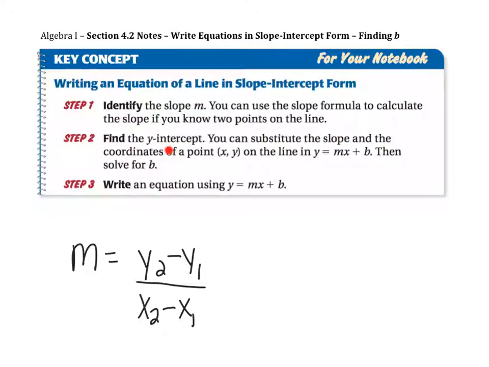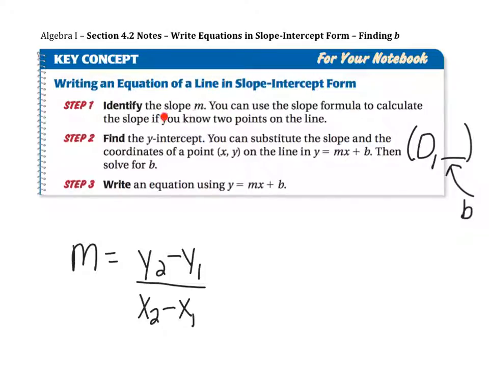The second step is to find the y-intercept. If you're not already given the y-intercept, remember, if you are given something like 0, comma something, that something is your b value. But if you're not given the y-intercept and you're not given the graph where you can easily identify it, you actually have to solve for b. So it says you can substitute the slope and the coordinates of a point on the line in y equals mx plus b, and then solve for b. And that's actually what we're going to emphasize and focus on in this section.